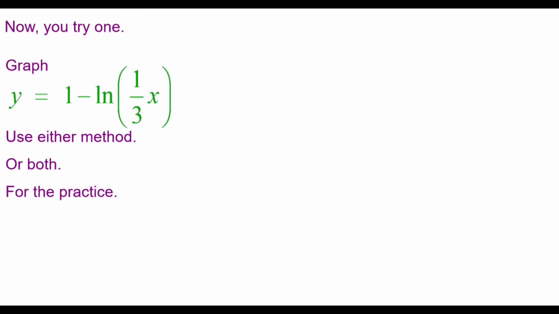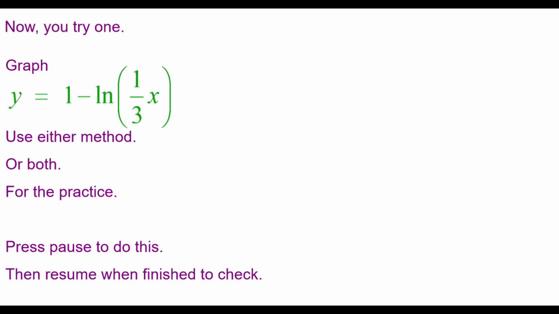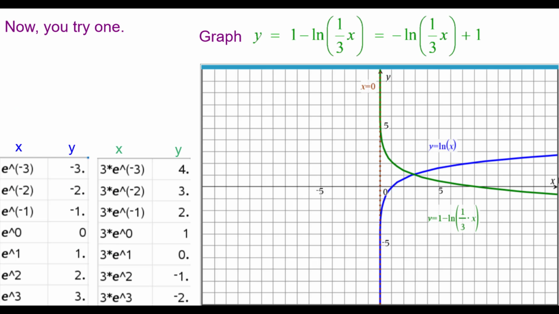Now you try one. Graph y equals 1 minus the natural log of the quantity 1/3 x. Use either method or both for the practice. Press pause to do this and resume when you're finished to check your answers. And here's our answer in green, and also I included a table.